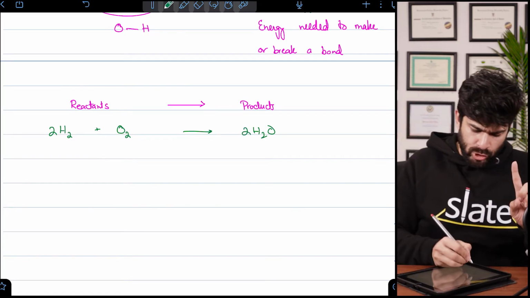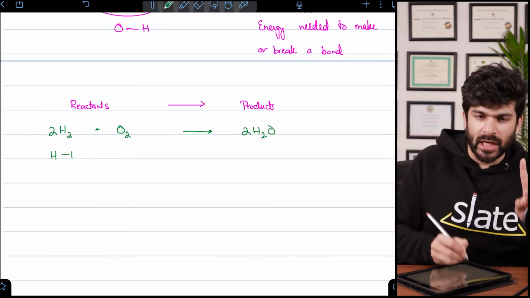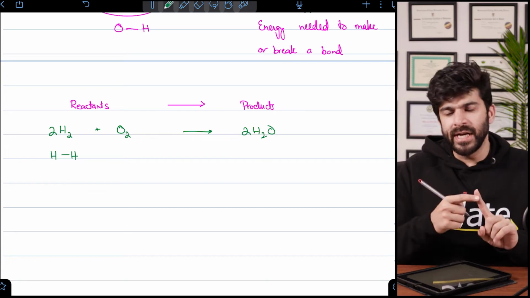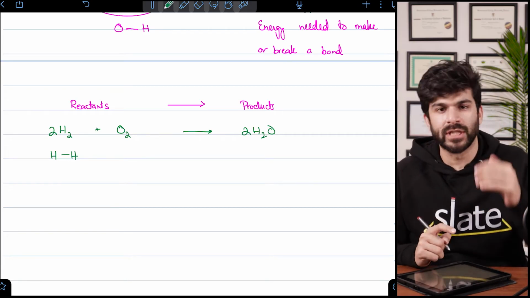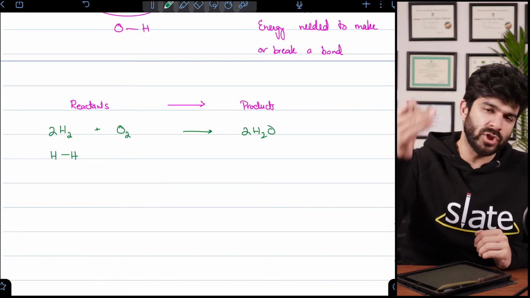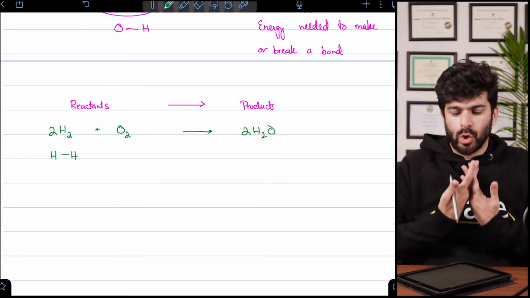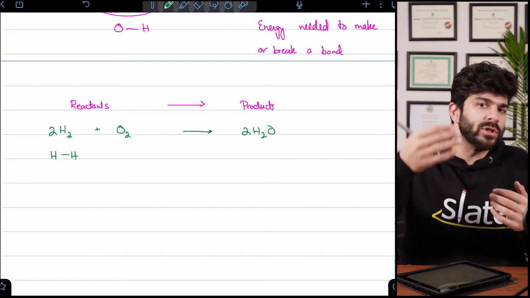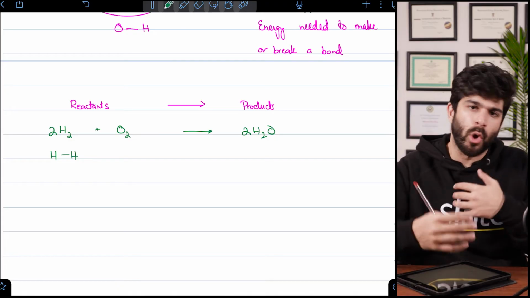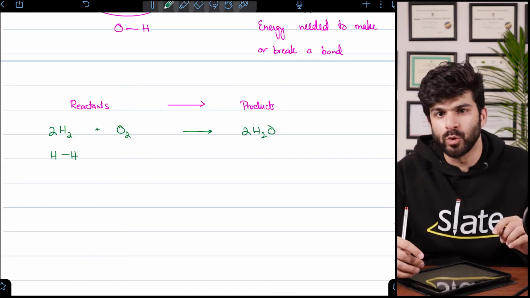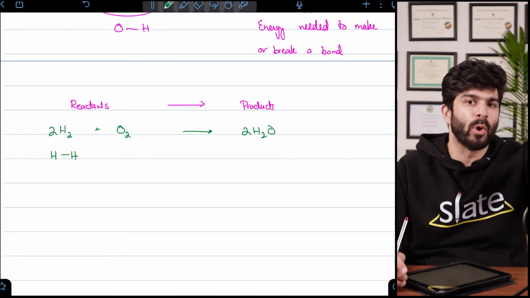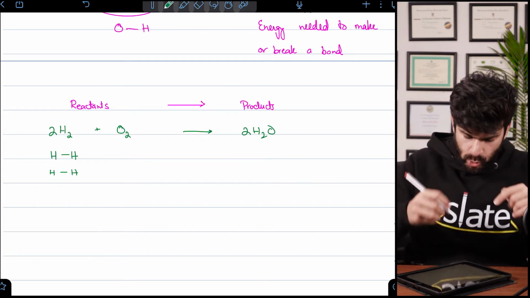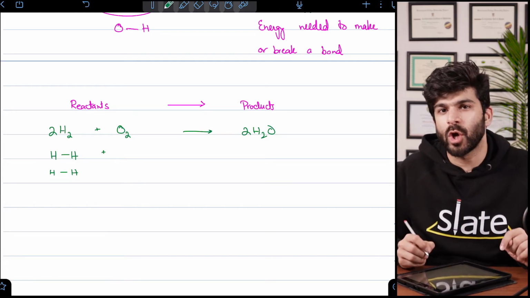Now, look at hydrogen. One hydrogen has a single bond. So let me tell you one thing. In order to solve these questions, you need to have a good grip on chemical bonding. You can see the lecture of chemical bonding on our YouTube channel. How are these compounds formed? What type of bonds do they make? Do they make single bonds, double bonds, triple bonds? That is for you to know with the knowledge of chemical bonding. So we have two hydrogen molecules, each with a single bond.